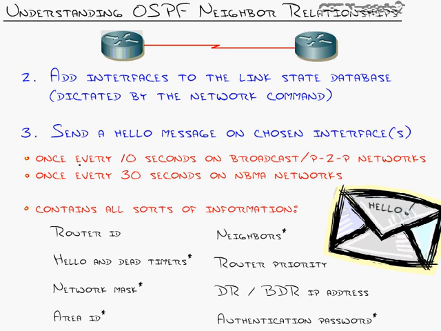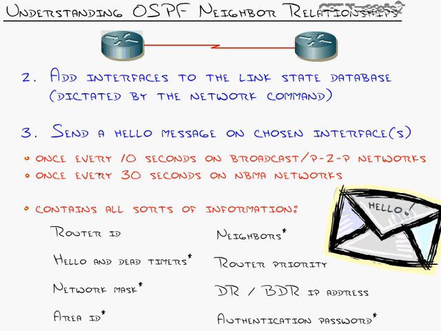Now, with that statement, keep in mind that the dead timer is 4 times the hello timer. So for instance, on a broadcast or point-to-point network, it's going to send 4 hello messages before it considers that neighbor down. Or right here, 4 hello messages on NBMA before it says, oh, you're no longer responding because you haven't responded to my hellos.